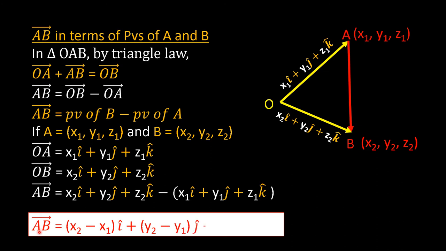So this gives us AB bar equals x2 minus x1 i cap plus y2 minus y1 into j cap plus z2 minus z1 into k cap. So AB bar will be x2 minus x1 i cap plus y2 minus y1 j cap plus z2 minus z1 k cap. So this is the representation of AB bar in terms of the position vectors of A and B.